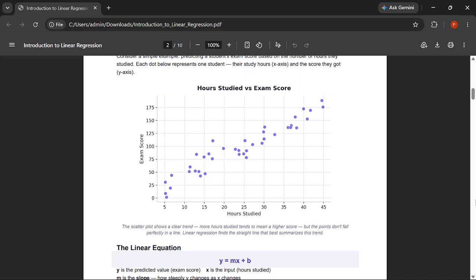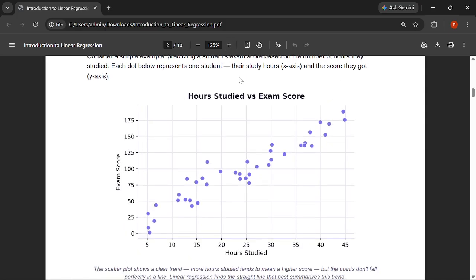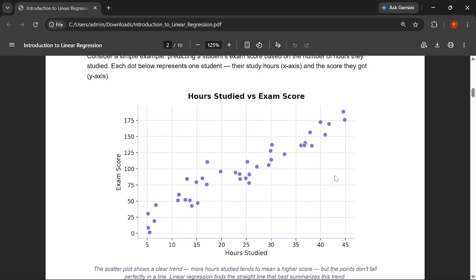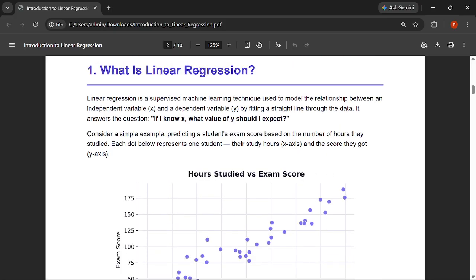If you focus on this diagram, you can see a sort of linear relationship between the hours studied and the exam score. Hours studied is our x variable, or the input variable. If you give the hours studied as input, our model should predict the exam score. You can see that as the hours studied increases, the exam score also increases. So we can say a positive linear relationship is there.